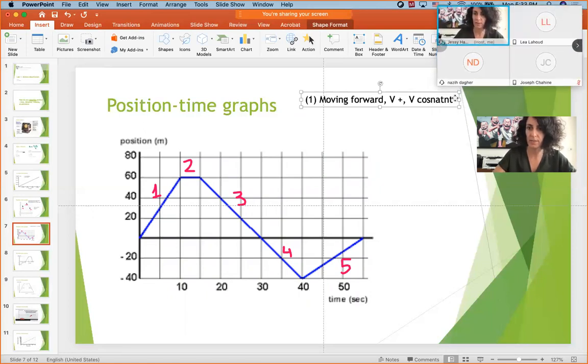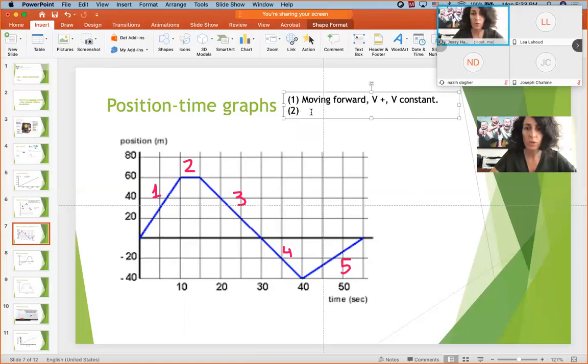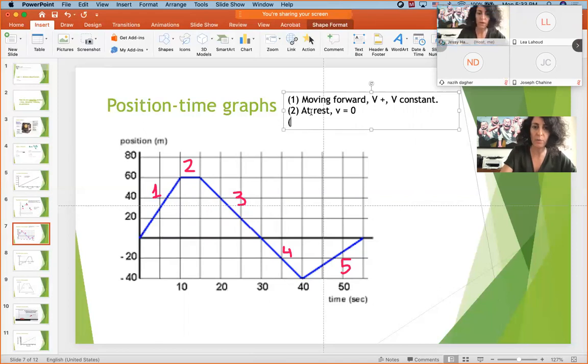Okay, 1 second. Oops, what just happened? Undo. Okay, I'm glad undo works. Do we all agree for item 1? Yes? Okay, now item 2. How do you describe item 2? Velocity 0, not moving. Okay, at rest, I would say V is equal to 0. Item 3, what do you say?